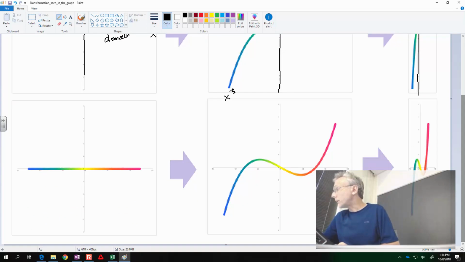One step further is the same story, but the function is slightly more complicated. And as you can see, that is a literal transformation. So how would you describe this transformation?